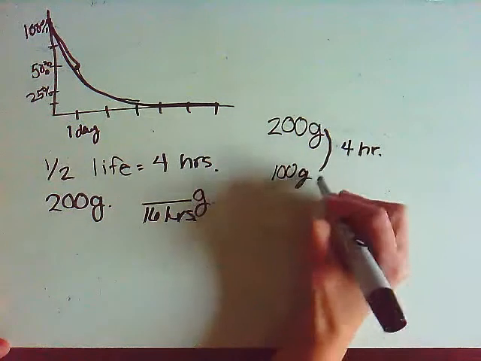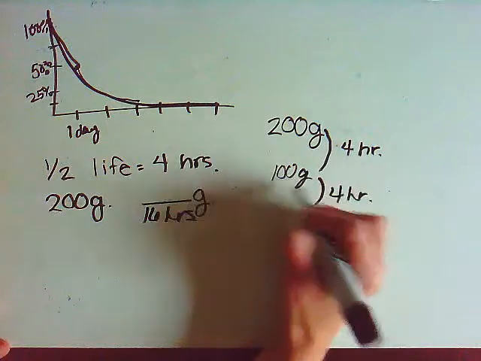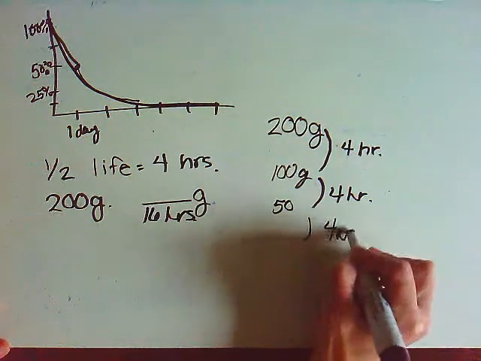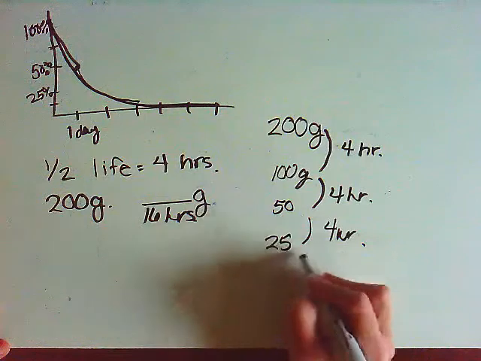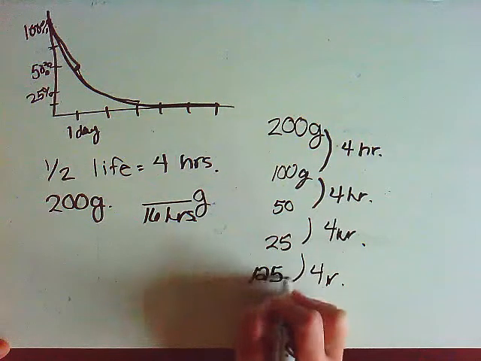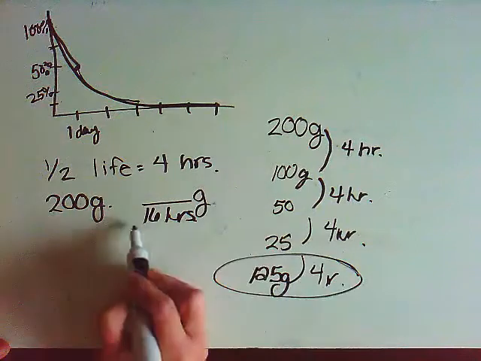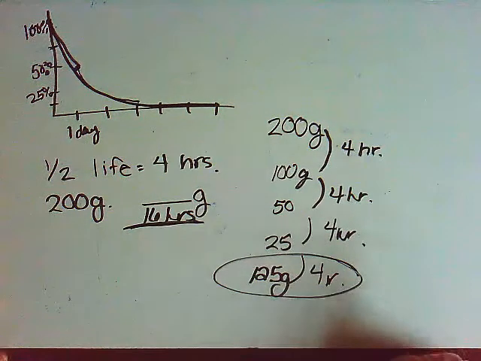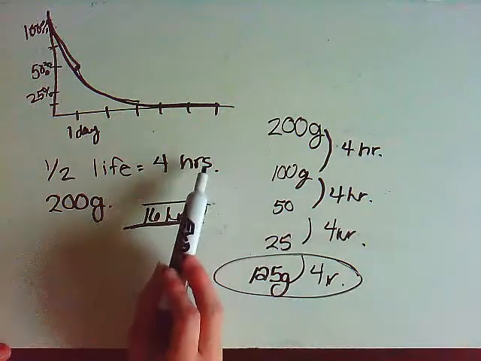So after 4 hours, there's 100 grams left. After another 4 hours, what's half of 100? 50 grams. After another 4 hours, half of 50 would be 25. After another 4 hours, it'd be 12.5 grams. And the question asked you how much is left after 16 hours. Well, 4, 4, 4, and 4 is 16.